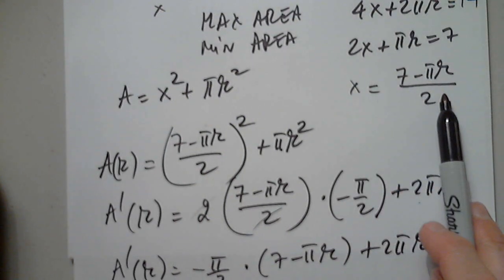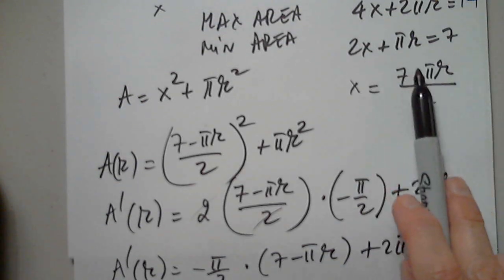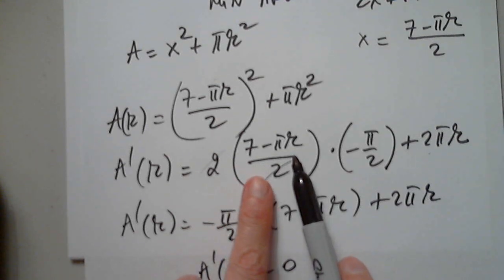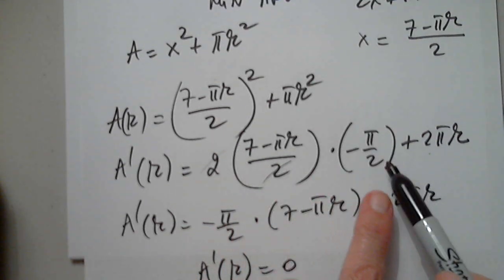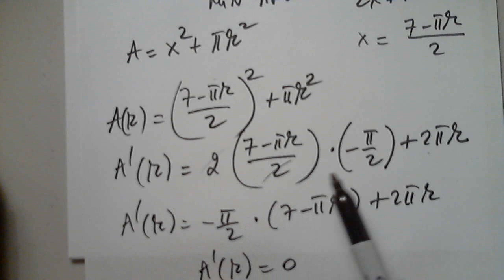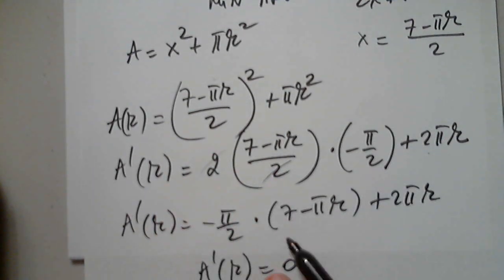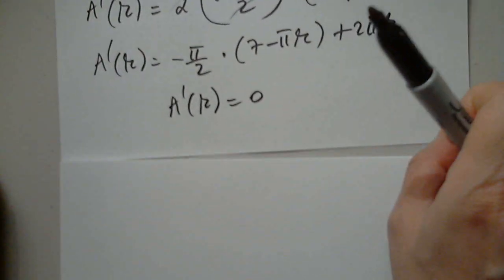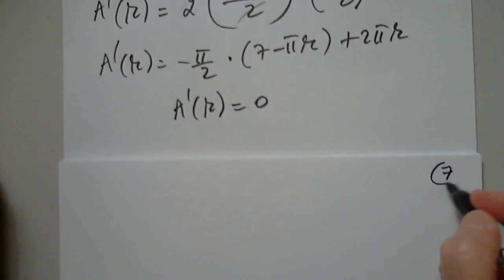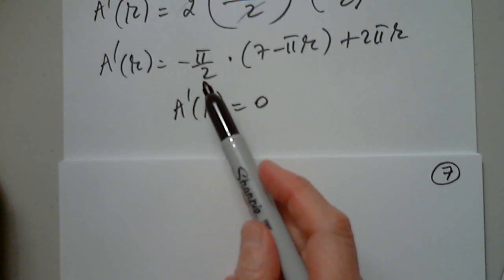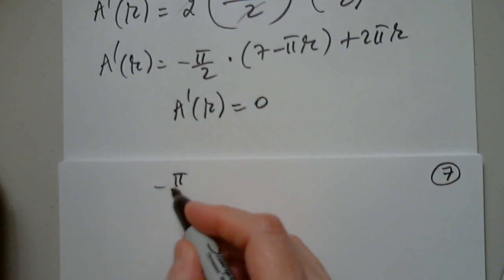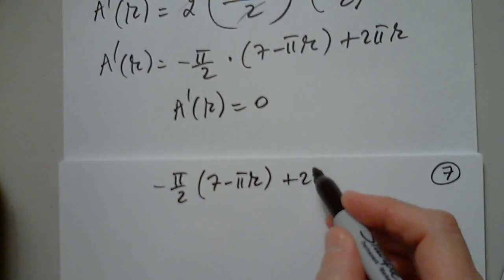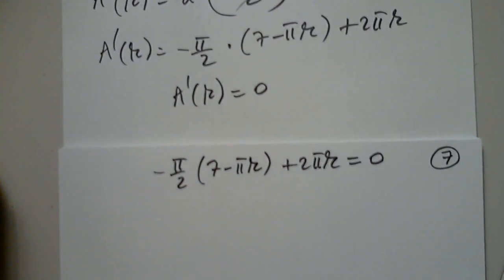7 minus pi r over 2. I'm just checking my calculations here. 2 times the inner function prime, 2 pi r. These two are gone, so negative pi over 2. This is correct, this is correct. Okay. Good, let's see. The negative pi over 2, 7 minus pi r plus 2 pi r equals 0.